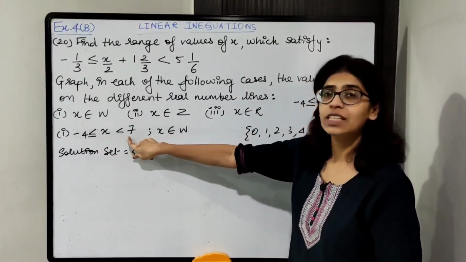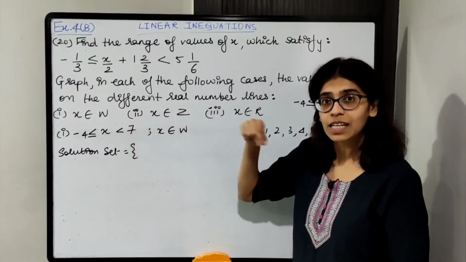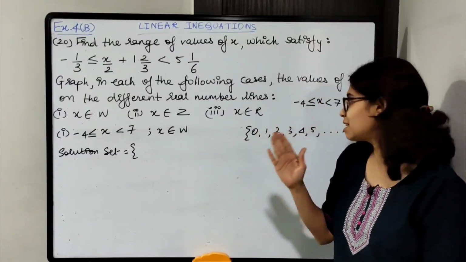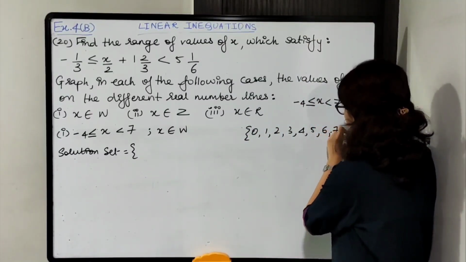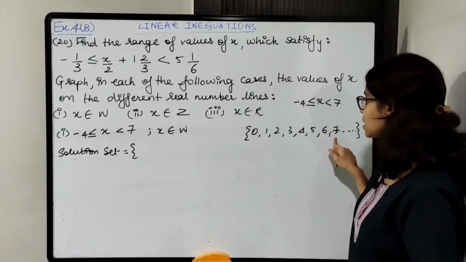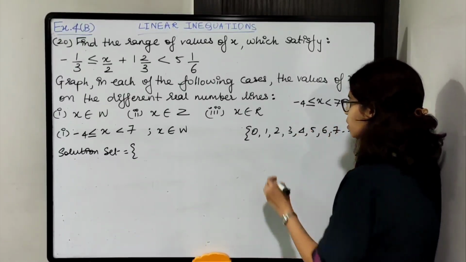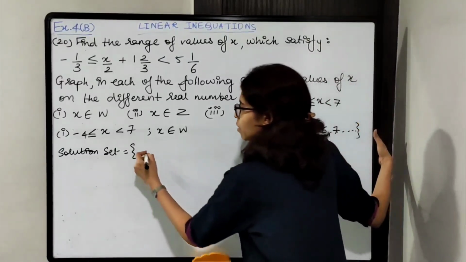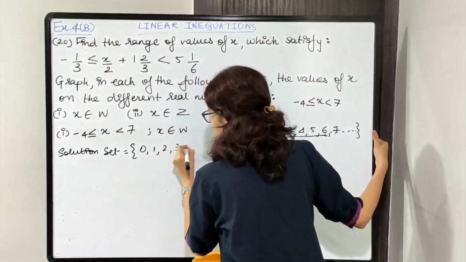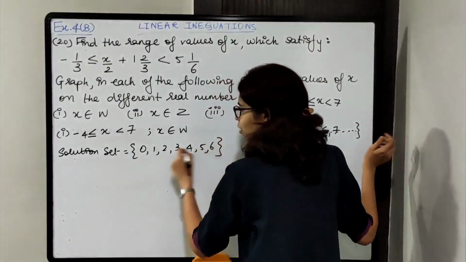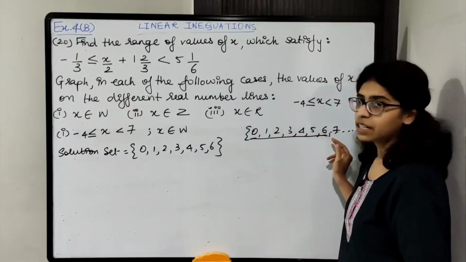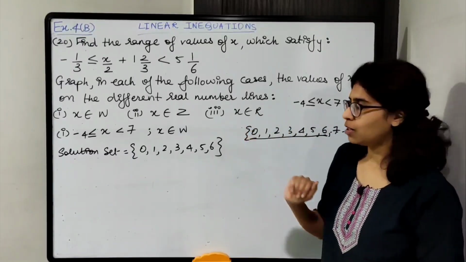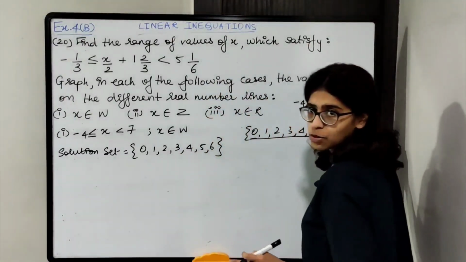So the range is from 0 to 7. It is less than 7. Is it equal to 7? No. So you cannot take equal to 7. So the last value will be 6. After 6 is 7, so 7 is not included. So the complete range is 0 to 6. Okay, so write down 0, 1, 2, 3, 4, 5, 6. No values in between, because these are discrete values. Fractions, decimals are not present in the set of whole numbers. So these are the possible values of x.